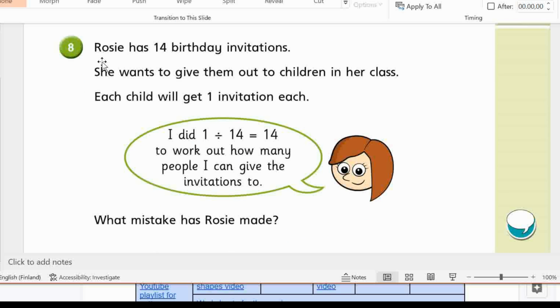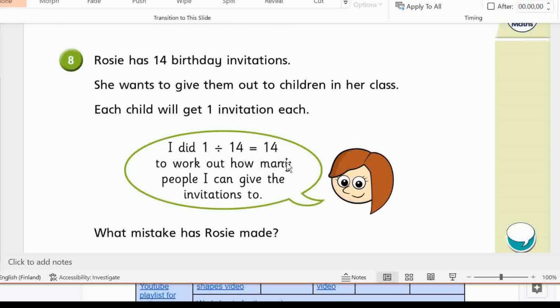Okay, Rosie has 14 birthday invitations. She wants to give them out to children in her class. Each child will get 1 invitation each. I did 1 divided by 14 equals 14 to work out how many people I can give the invitations to. What mistake has Rosie made? So this way she's saying she has 1 invitation. I'll draw it like that. B-day.